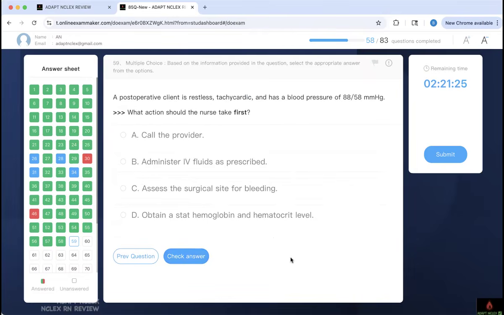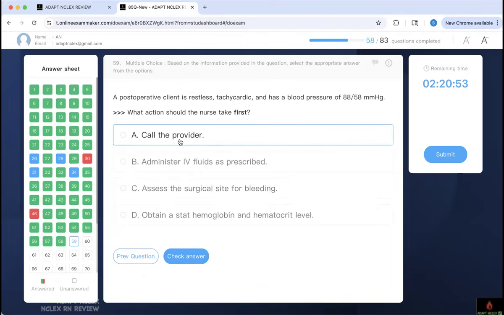A perioperative client is restless, a bad problem. Tachycardia, are they having an airway issue? Blood pressure of 80. All these combinations should tell you bad things are happening. What action would you take first? Call the provider, administer IV fluid, assess the surgical site for bleeding, obtain a STAT hemoglobin and hematocrit. What would you think? Hypotensive, tachycardia, and restlessness. That's shock. What are you going to do?